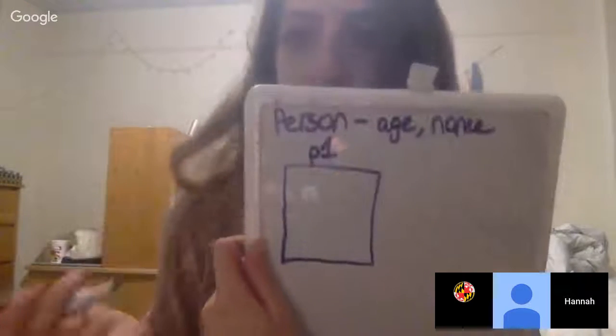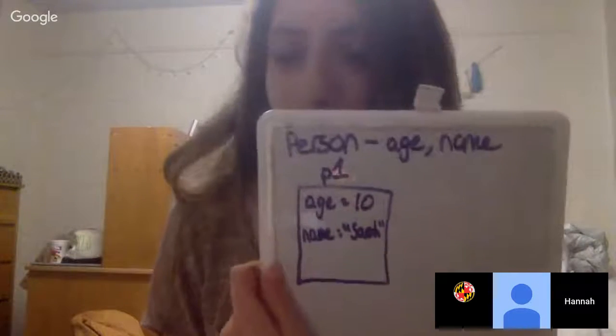So let's say that we had a person class. And so we create a person object. So I'm just going to create like a square to represent instantiating a person object. And we'll just call it P1. And let's say that every person has an age and a name. And so those are just the two variables that this class has. So let's say that we instantiate P1 to have an age equal to 10 and name equal to Sarah.